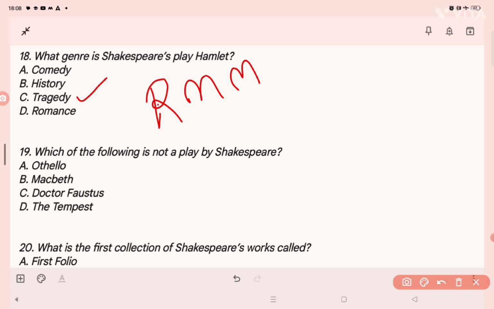Which of the following is not a play by Shakespeare? Option C, Dr. Faustus by Christopher Marlowe. Othello, Macbeth and The Tempest were written by Shakespeare.